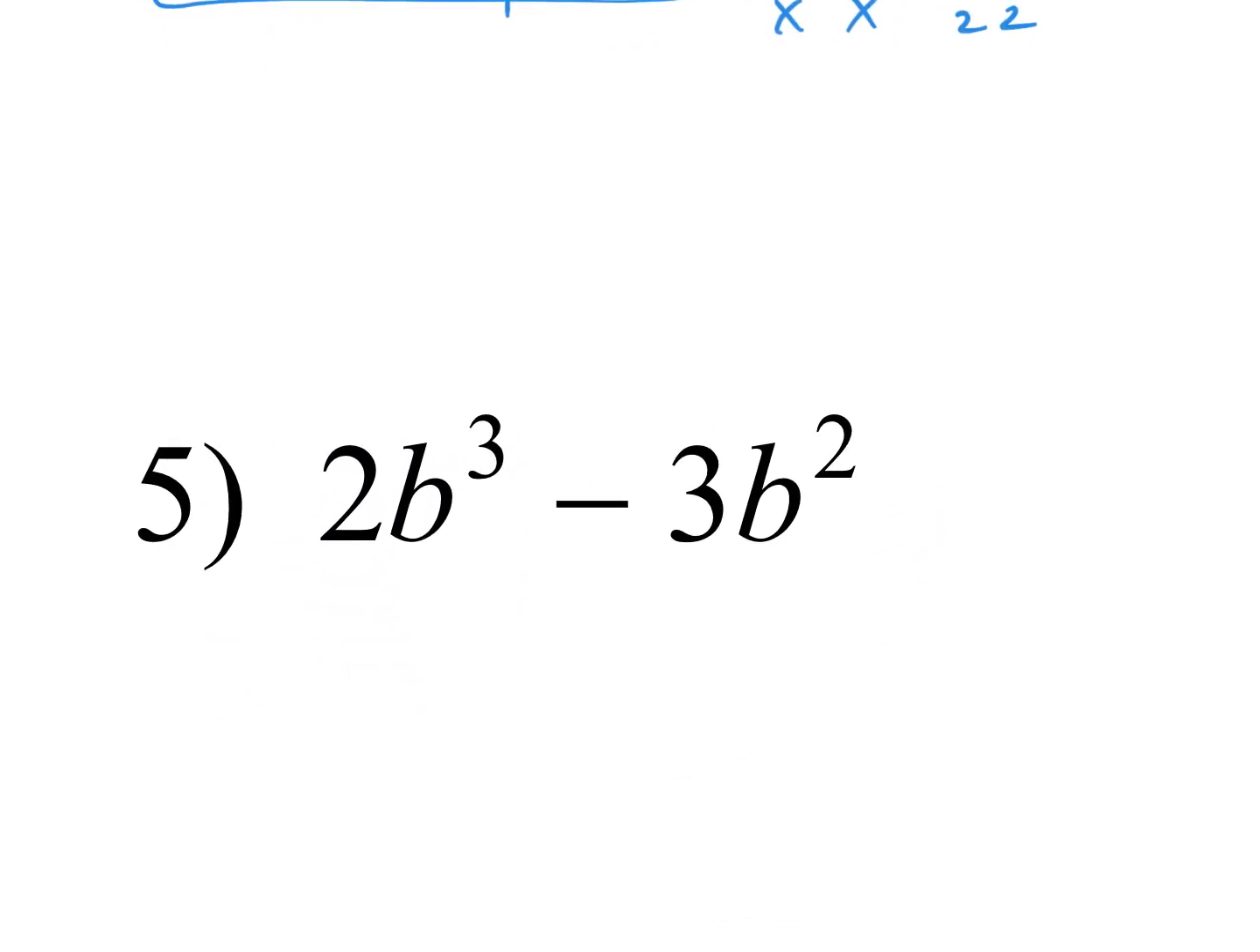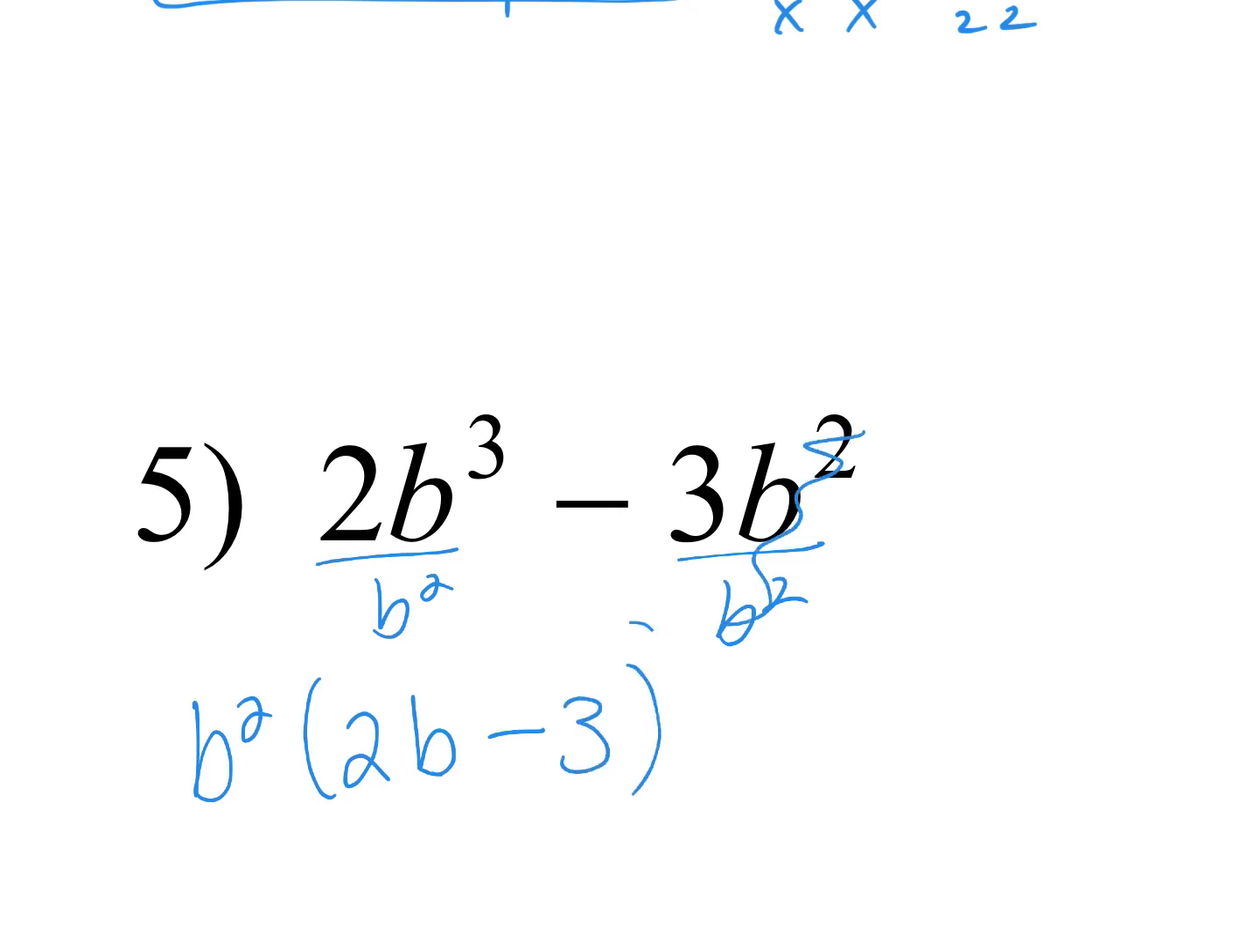All right, what do we have in common here? B squared. So I'm going to take out the b squared. So I'm left with what inside? 2b. Minus 3. Minus 3. Good. Very good.